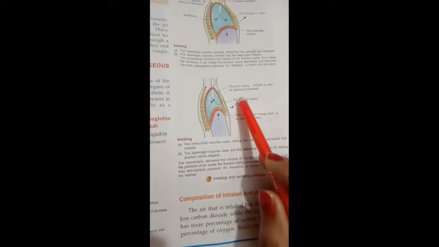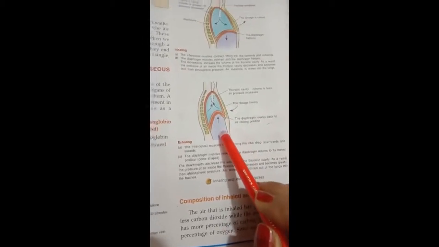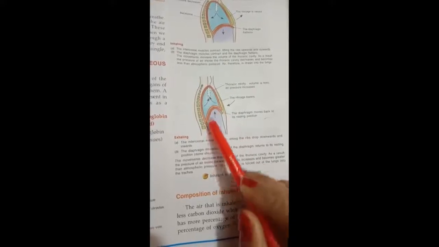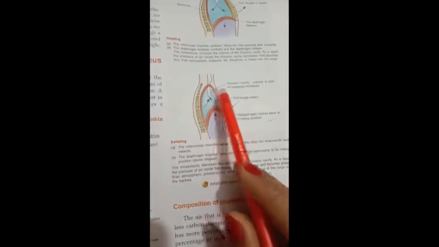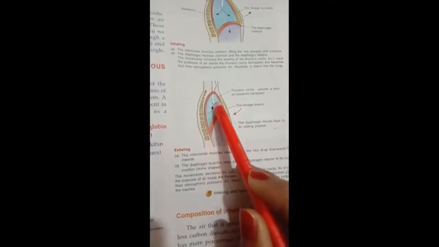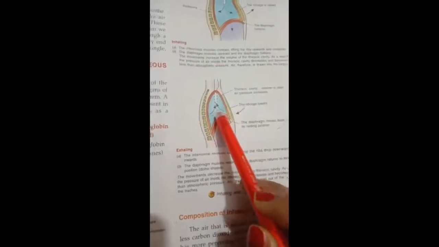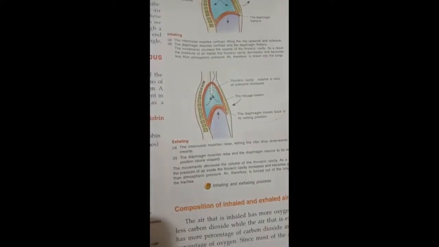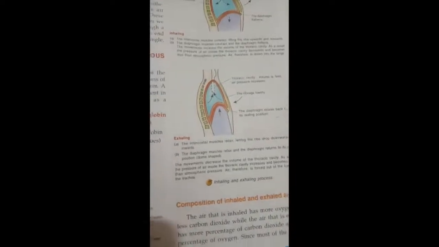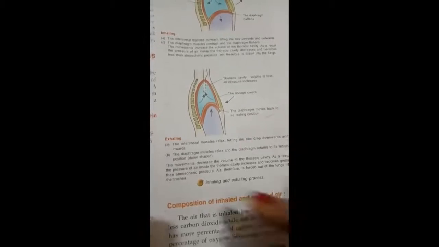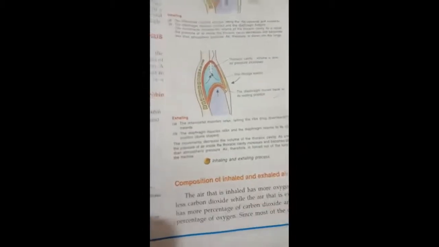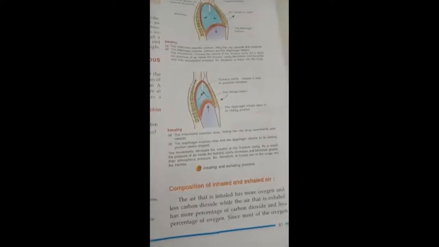What happens here? The rib cage lowers, the diaphragm moves back to the resting position, or dome shaped position. So the volume of the thoracic cavity will reduce and pressure will increase. By that high pressure, the air inside the lungs will move outward. Okay, so this is the inhalation and exhalation mechanism. Very simple one, you just need to understand the logic.